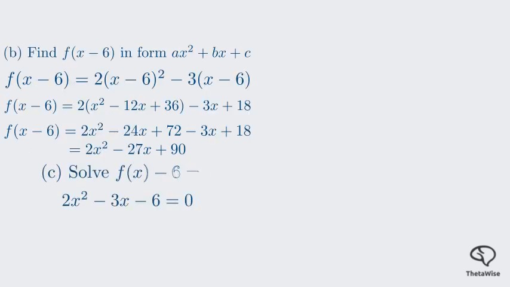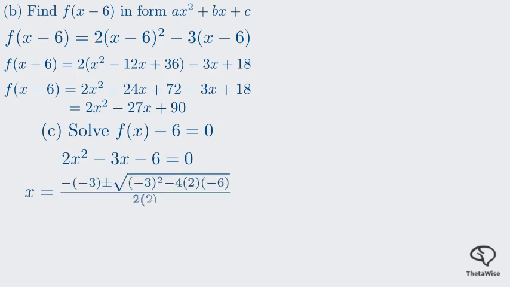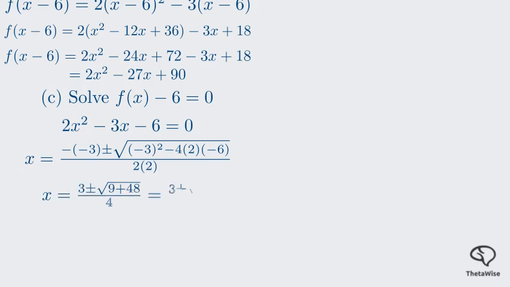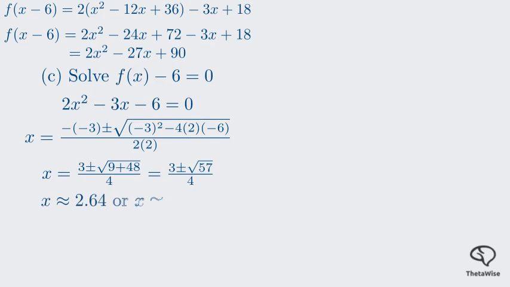Finally, part C asks us to solve f of x minus 6 equals 0 using the quadratic formula. Using a equals 2, b equals -3, and c equals -6, we plug them into the formula. This simplifies to 3 plus or minus the square root of 57, all over 4. Calculating the two values to two decimal places, we get x equals 2.64 or x equals negative 1.14.